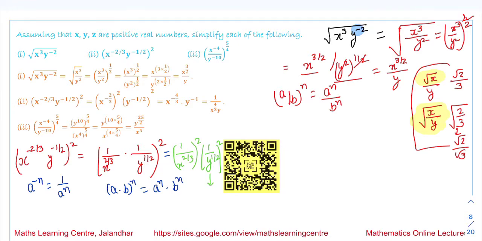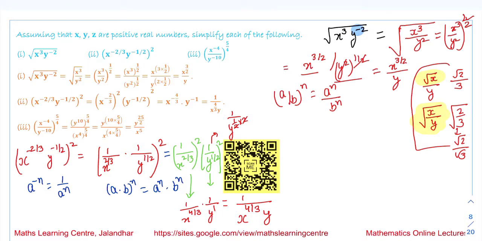So for the first term we are getting 1 over x raised to the power 4 by 3, and for the second term we are getting 1 over y raised to the power 1. Why? Because over here we have 1 over y raised to the power 1 by 2 into 2, so we are left with this term and the answer we are getting is x raised to the power 4 by 3 into y.